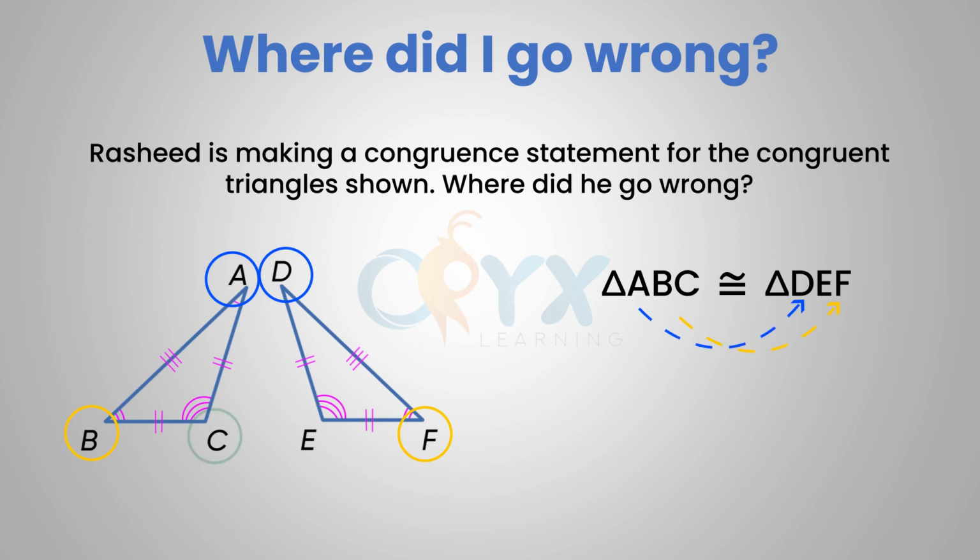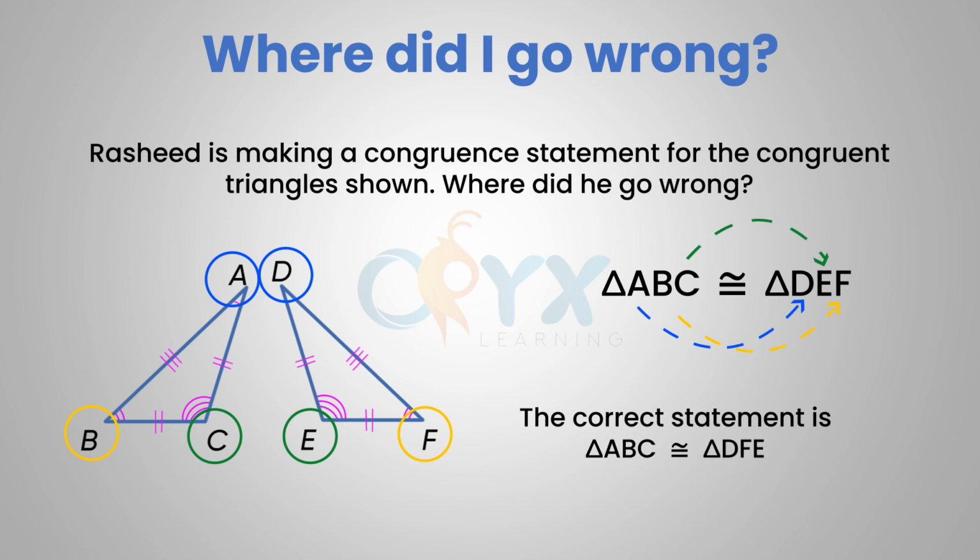Continuing on, angle C is the third angle, and that corresponds to angle E, so they should both be the third letter in our congruent statement. And as you can see, angle C is the third letter in triangle ABC, but angle E is listed second in triangle DEF. The correct statement should be triangle ABC is congruent to triangle DFE.